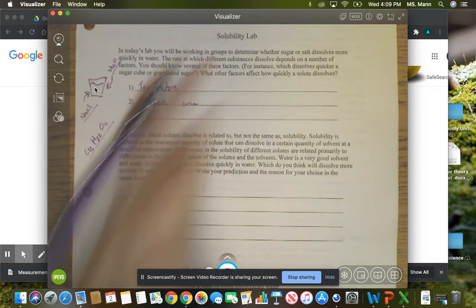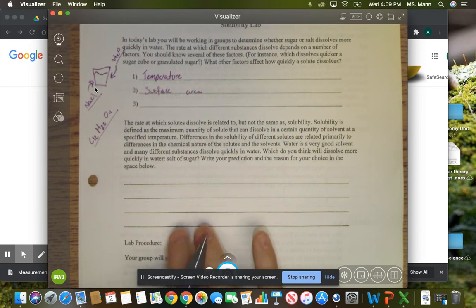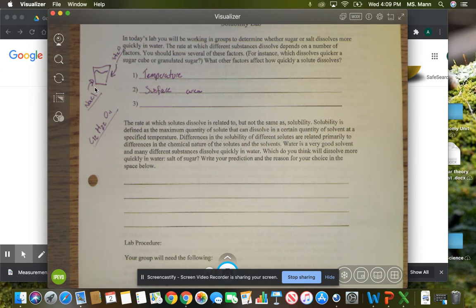So which one do you think is going to dissolve faster? I need you to write that down in your prediction. And remember, your prediction doesn't have to be right. The only thing I want for your prediction is for it to be in a complete sentence. If you have a wrong prediction, that's fine. Half of predictions are wrong. Half of hypotheses are wrong. That's completely fine. I just need you to write in complete sentences and write down your hypotheses.